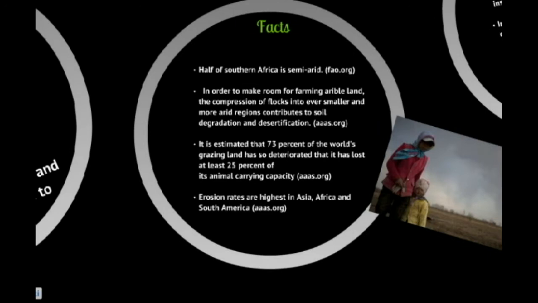In order to make room for farming arable land, the compression of flocks into even smaller and more arid regions contributes to soil degradation and desertification. It's estimated that 73% of the world's grazing land has so deteriorated that it's lost at least 25% of its animal carrying capacity. Part of this problem here in America is that Western style cattle grazing is based on intensification, standardization, and individual land ownership. Now, many policies from developing world governments are geared towards these practices.